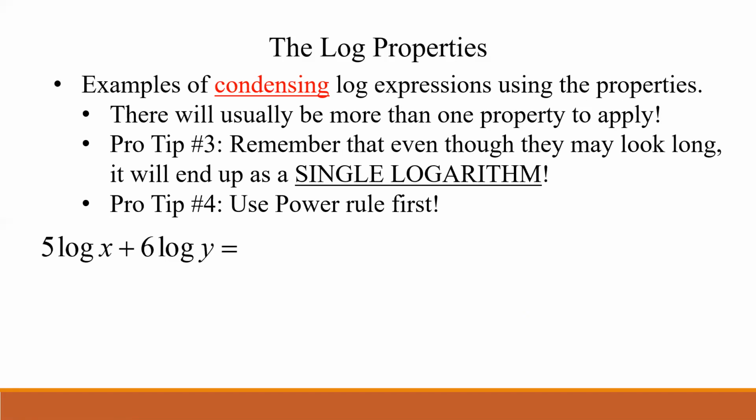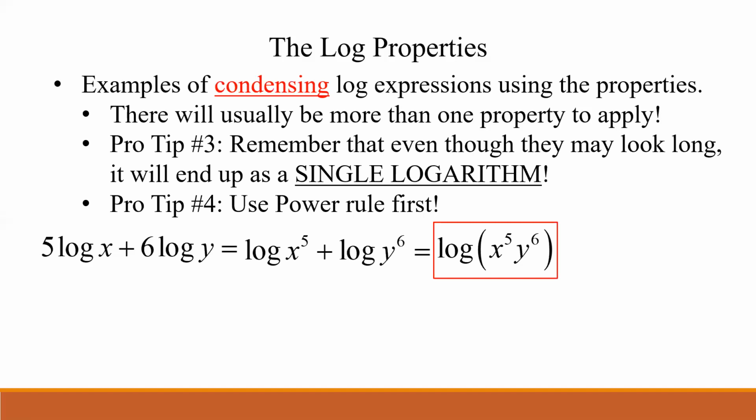Okay, so here's your first example. I've got 5 log x plus 6 log y. Let's do the power rule. Again, any coefficient becomes a power. So this is going to be x to the 5th, and this is going to be y to the 6th. That's all I'm going to do in the first step. And now you say to yourself, oh, okay, I'm adding, so how can I combine this into a single log? Well, if I'm adding, I'm going to combine them by multiplying. So a single logarithm of x to the 5th times y to the 6th, and that's it. That is your condensing of that initial problem.